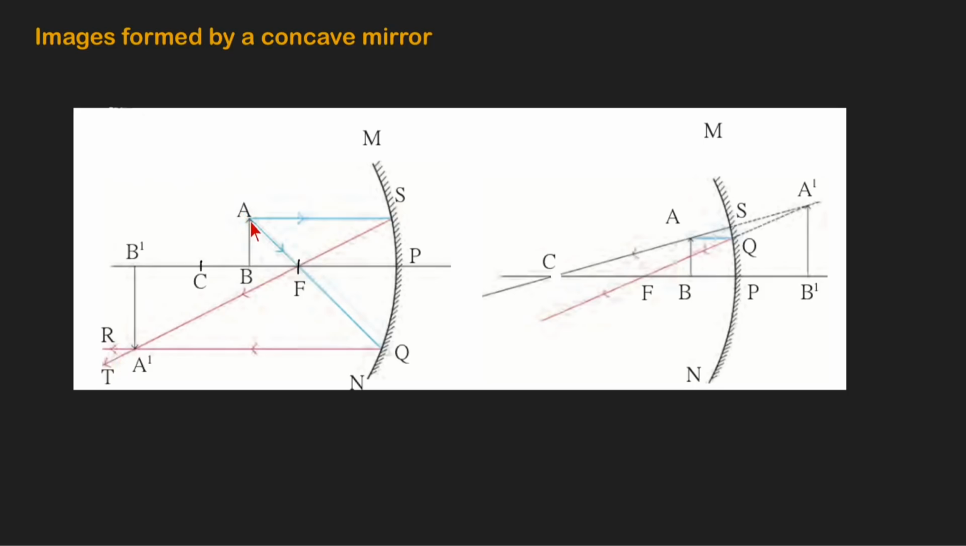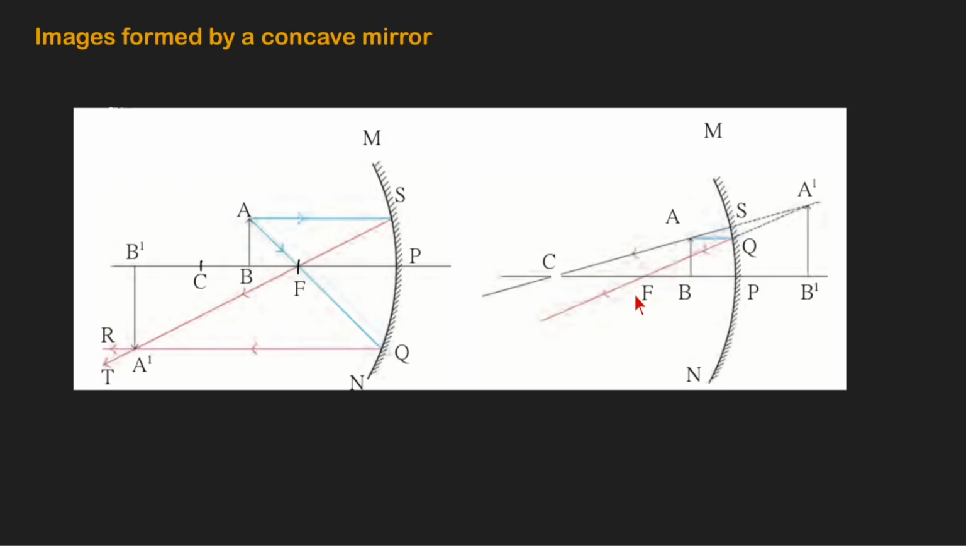Okay. Now the next ray is passing from the focus. If the ray is passing from the focus, then it gets reflected and the path of that ray is parallel to the principal axis. We already discussed this rule in a previous slide. Okay, when these reflected rays intersect, at this point A dash, we get the image of object AB, and that image we call A dash B dash.